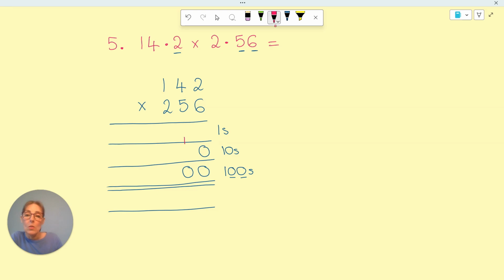6 times 2 is 12. 6 times 4 is 24. Add 1 is 25. 6 times 1 is 6. Add 2 is 8. I'm going to add that to 5 times 2 is 10. 5 times 4 is 20. Add 1 is 21. 5 times 1 is 5. Add 2, 6, 7. Add that to 2 times 2 is 4. 2 times 4 is 8. 2 times 1 is 2.